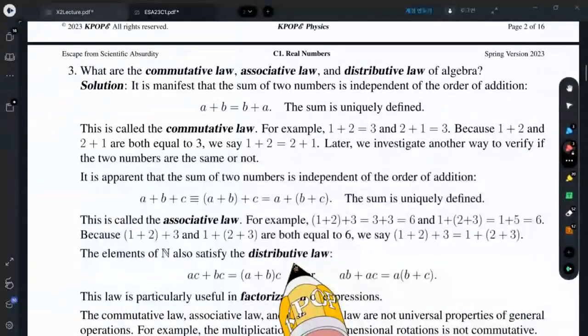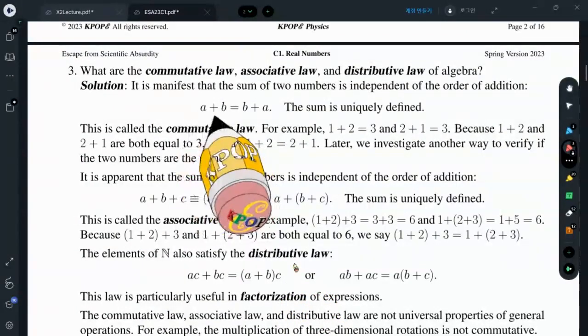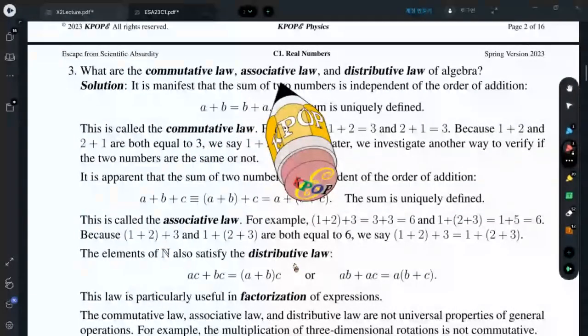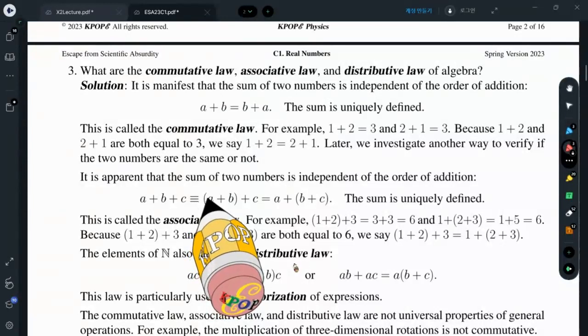Number 3, what are the commutative law, associative law, and distributive law of algebra? You are familiar with these from perhaps elementary school, middle school, or high school. We have a mapping of two elements of the set of numbers to another element, which is called the operation. Some operations are commutative and some are not.